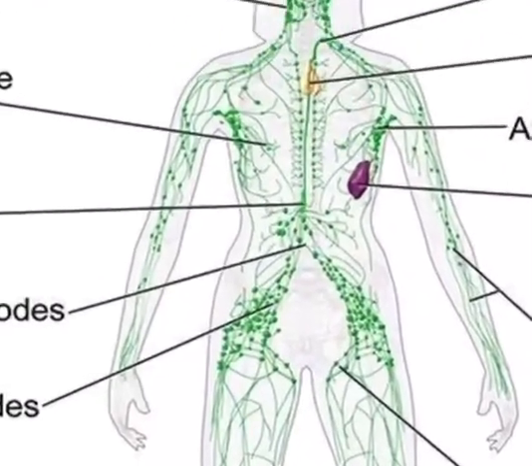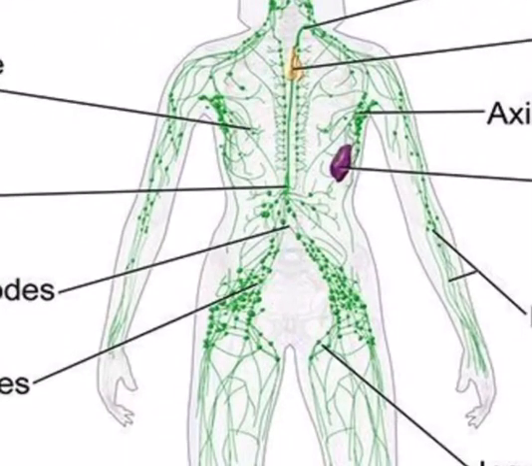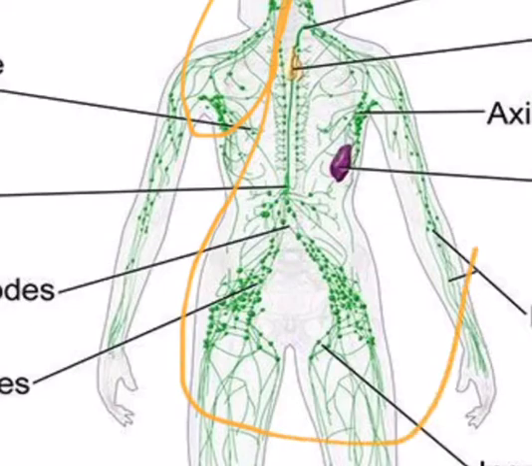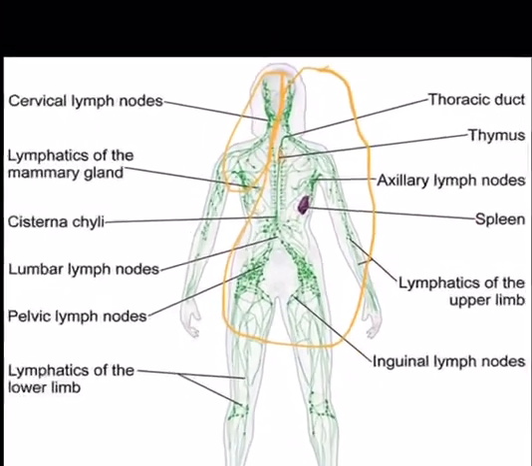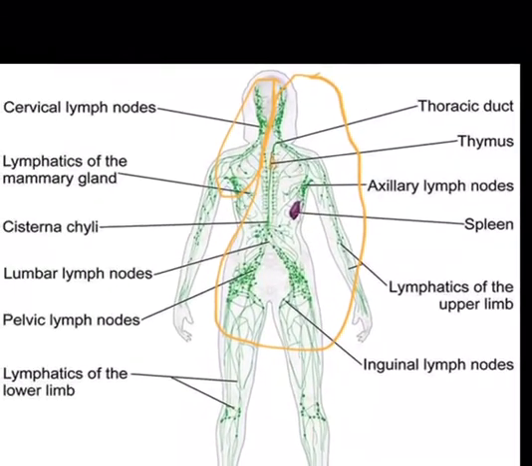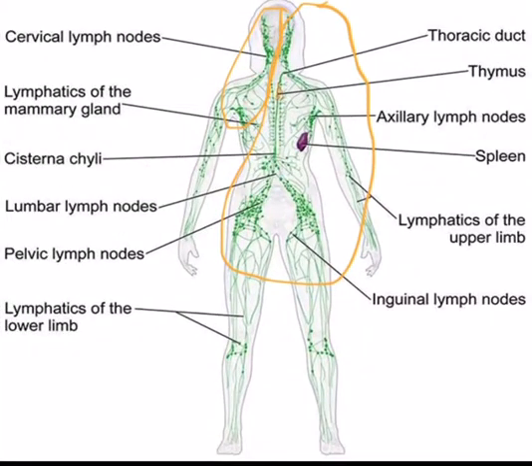So we have the right lymphatic duct that receives lymph from the right hand, chest and right side of the head and neck. And the other one is the thoracic duct that receives lymph from the left side of the head, neck and chest and all the body parts below the ribs.